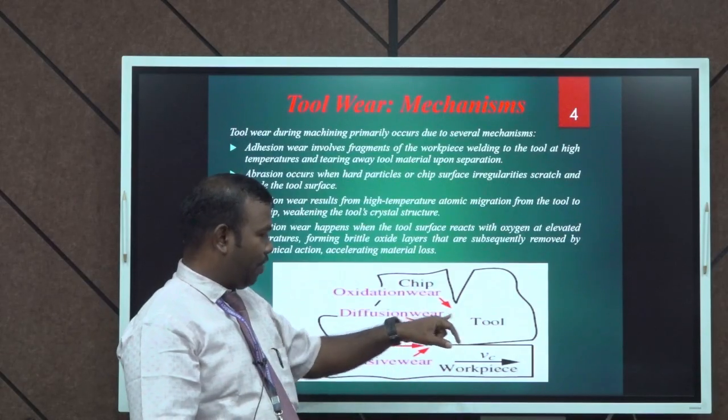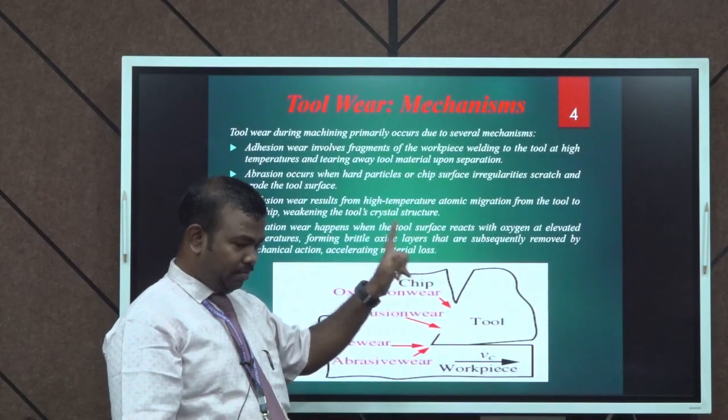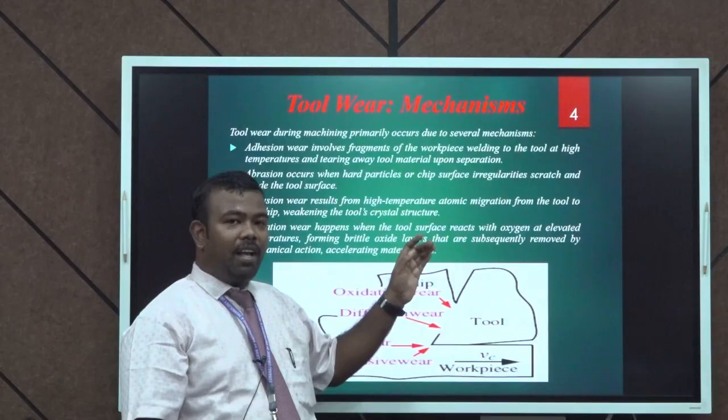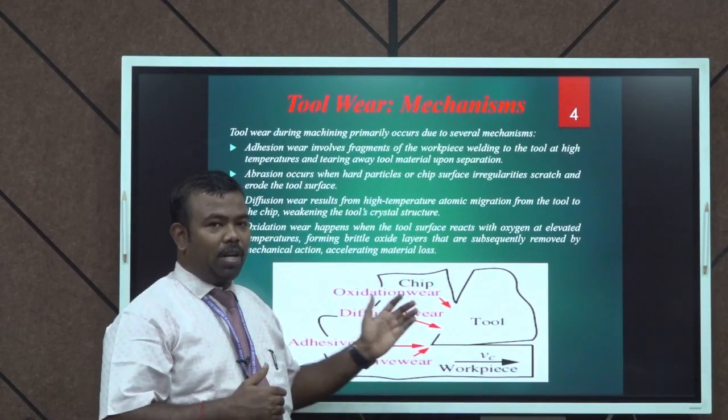Then at the tool flank portion, we are able to see the diffusion wear, and finally oxidation wear, which happens by the interaction of atmospheric air with the tool and workpiece.